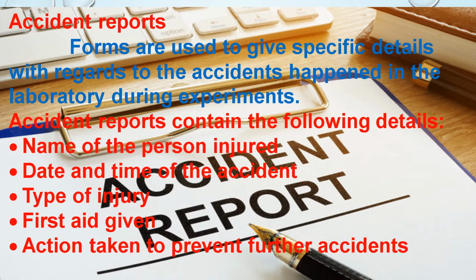Accident report forms are used to give specific details with regards to the accidents that happened in the laboratory during experiments. Accident reports contain the following details: first, the name of the person injured, date and time of the accident, type of injury, first aid given, and action taken to prevent further accidents.